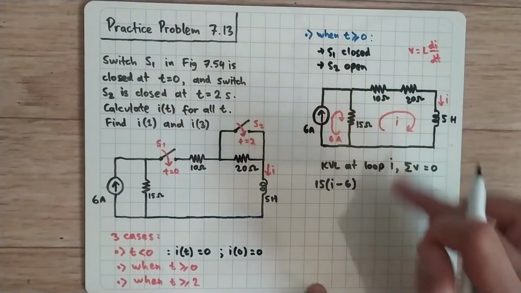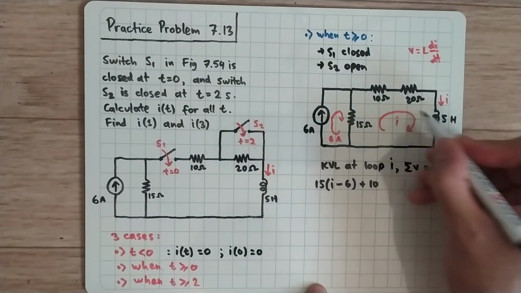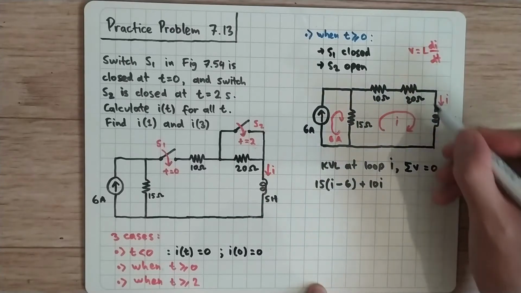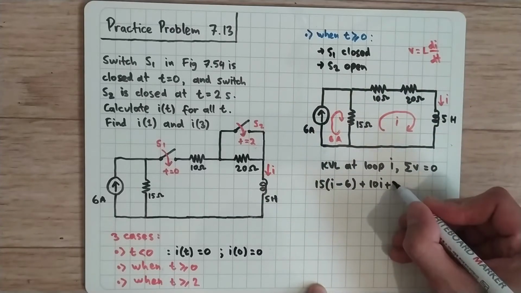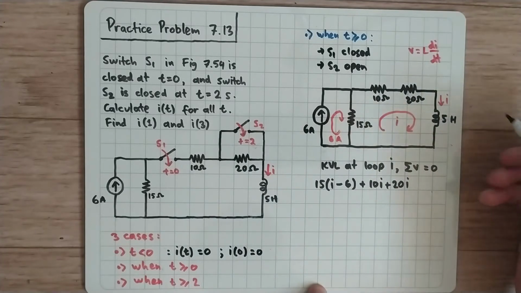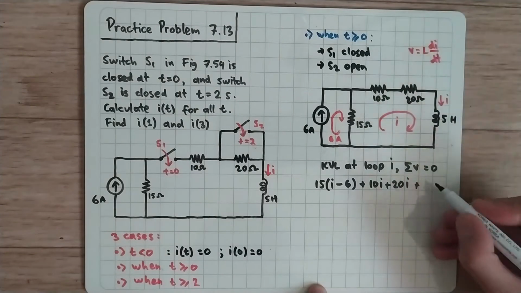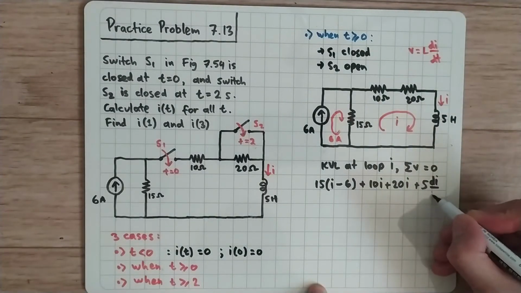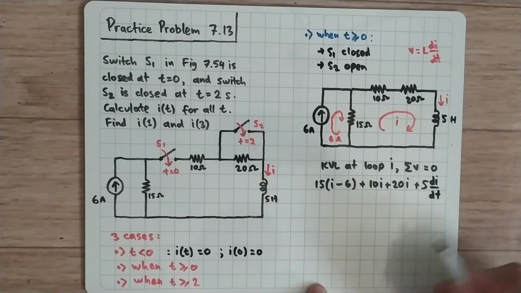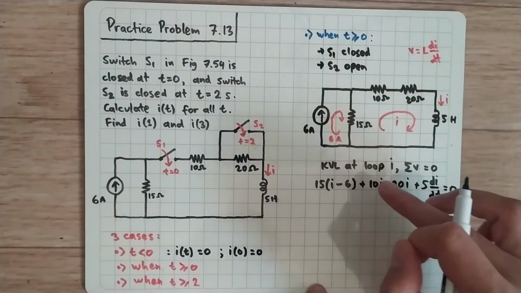And then we move on to this 10 ohm resistance, and we need to multiply it by i. And then this 20 ohm resistance, again we multiply it by i. And then this 5 henry inductance, so we will have plus 5 times di/dt. And all of this will equal 0 because they form a loop.